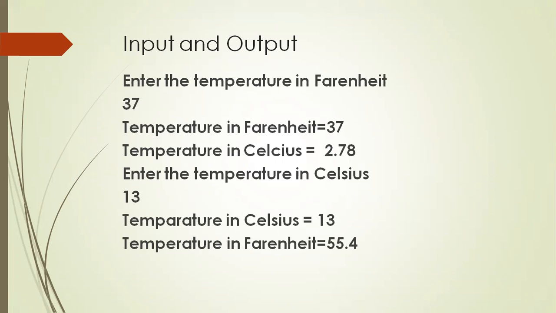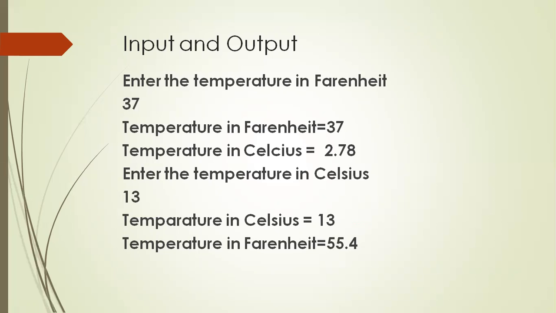So as an example, here is how to give the input. If you run that program, first the system displays the message, enter the temperature in Fahrenheit, and you give some value. As an example, I have given 37, so the temperature in Fahrenheit is 37 and the temperature in Celsius will be 2.78. For the second part, you input the value in Celsius. I have given one example, 13, so the temperature in Celsius is 13 and the temperature in Fahrenheit is 55.4.